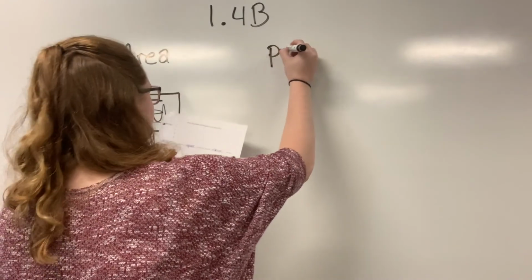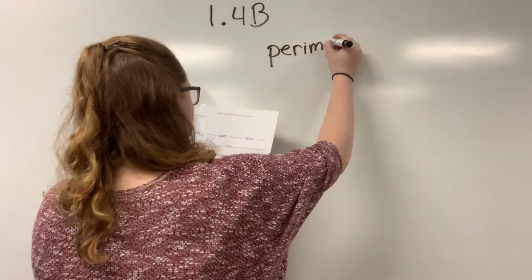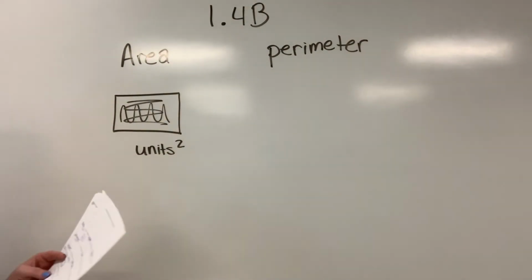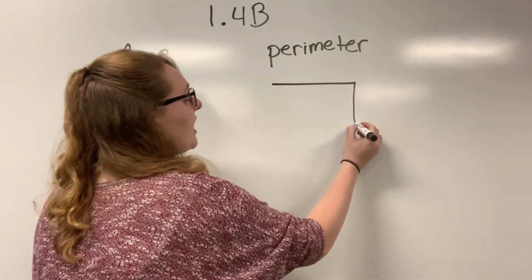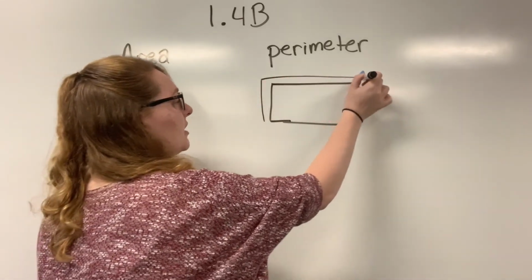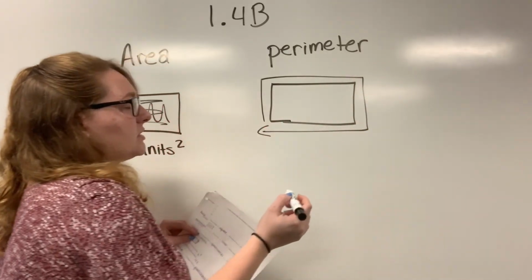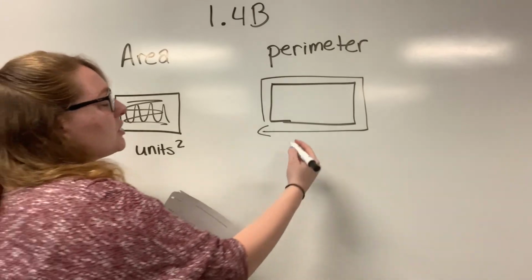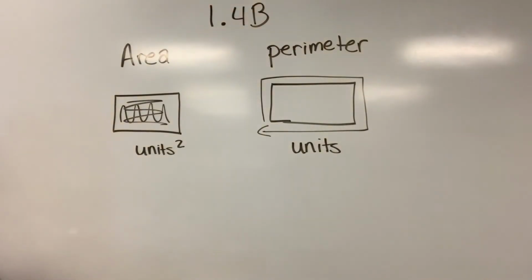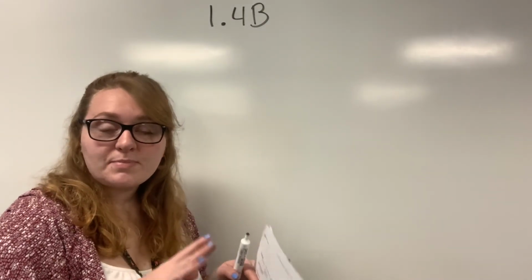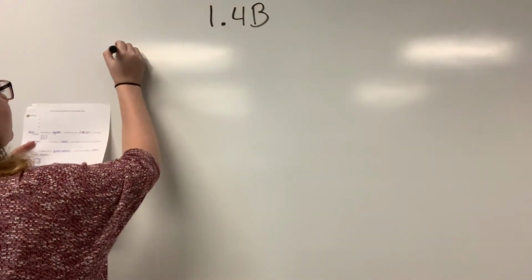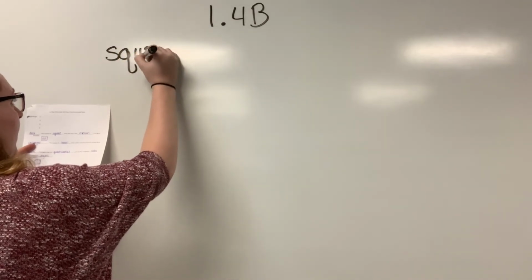Okay? The perimeter is the number of linear units it takes to travel around a closed figure. So again, if I have a quadrilateral, it's the units that it would take to travel all the way around it, okay? And since they're linear units, we can just say units, okay? So today we have two special quadrilaterals that we're gonna find the perimeter and the area of. We are going to start with squares, okay?